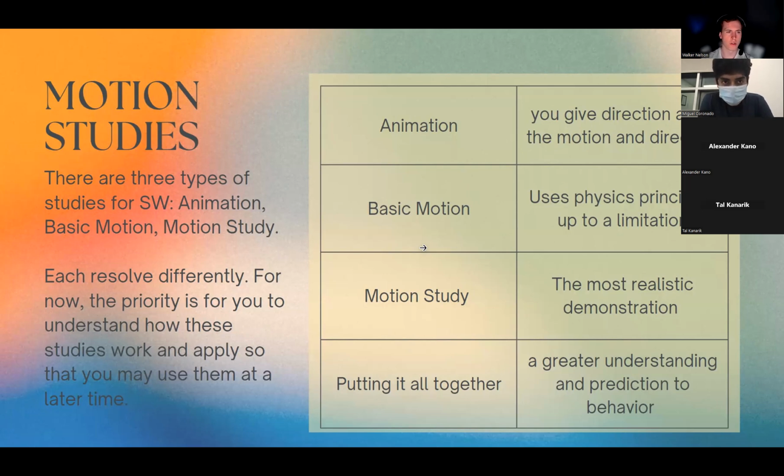So I can apply a motor, like a linear motor, or I could apply gravity. But for motion study, it's the most realistic, because I can apply multiple things to it. It runs through a period of time, and it shows you the assembly itself moving.